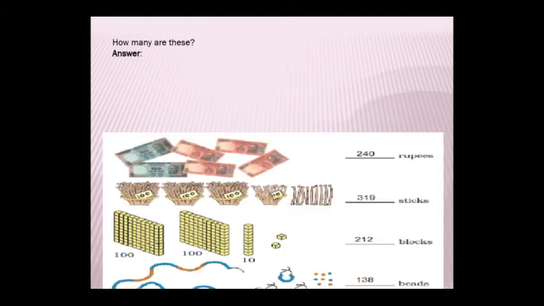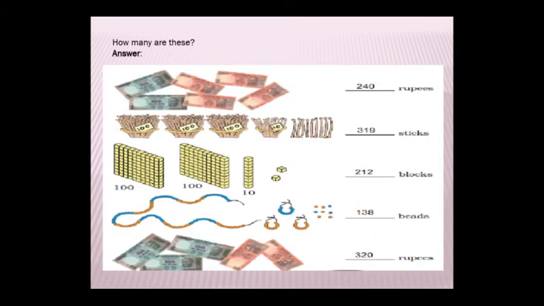See here, how many 100 notes are there? 200 notes, and 4 10 notes. So 200 notes means 200, 4 10 notes means 40. So 240 rupees are there. See here in this basket you can see so many sticks. How many 100 sticks are there? In that basket there are 300 sticks. 3 times 100, 1 time 10, and loose items, that is ones, 9 are there. So totally 300, 10, and 9 ones. So 319 sticks are there.